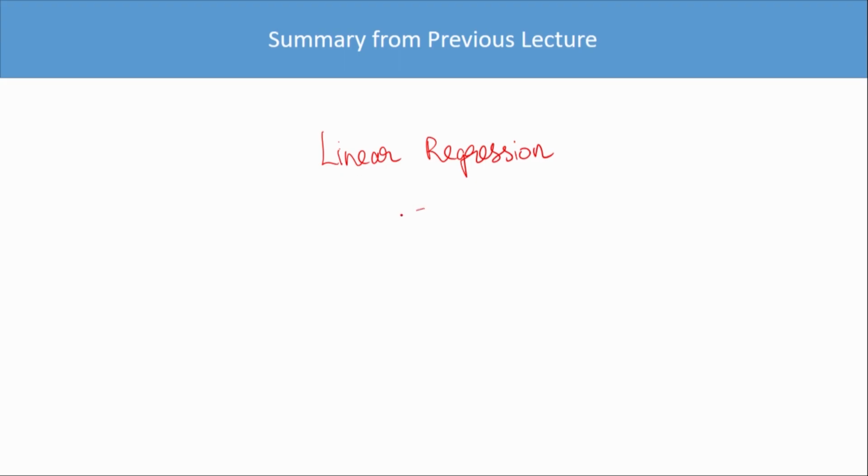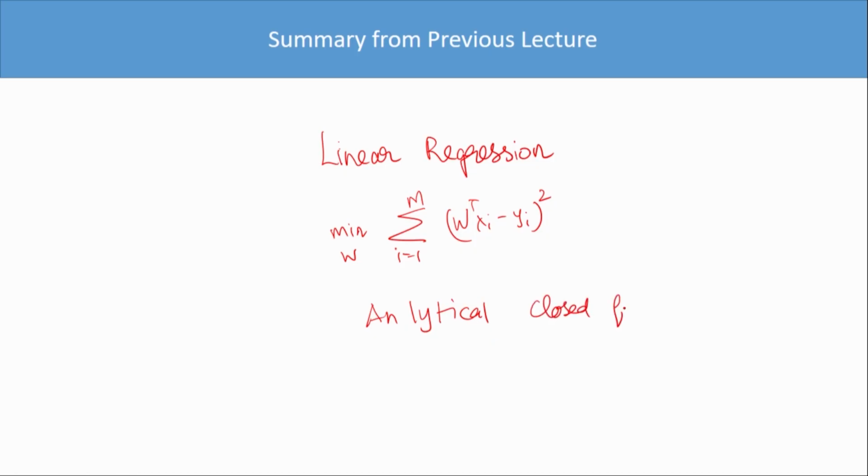So in particular, we looked at this kind of an objective function, y squared, and then we try to minimize it over w. So this was the objective function that we tried to fit in yesterday's class. And what we also did was we derived an analytical closed form solution for the actual w that minimizes the objective function.